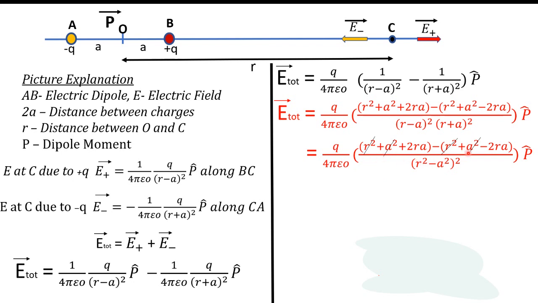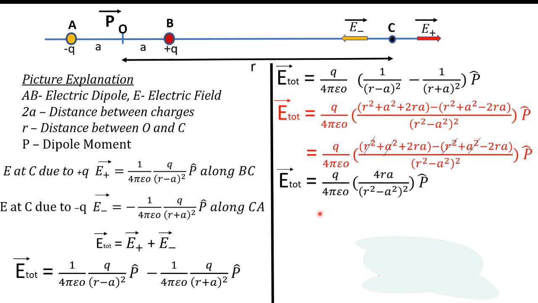Here we have 2ra, and here we have another 2ra. Minus and minus gets plus. So we get q by 4 pi epsilon 0 into 2ra plus 2ra, that is 4ra, divided by (r square minus a square) the whole square into p vector.